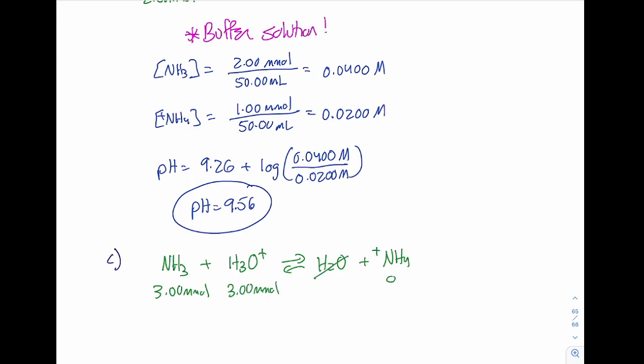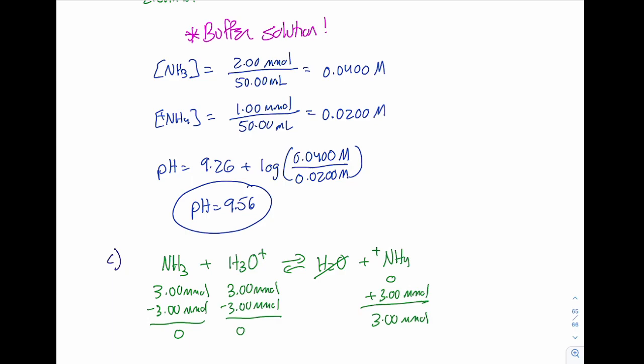So again, always subtracting the smaller from both reactants. This time they're the same number. So both of those are going to 0. We then add it to the product side, and I have 3 millimoles of ammonium ions.